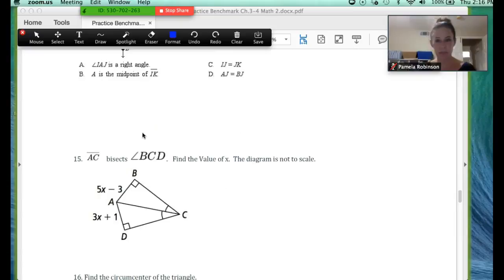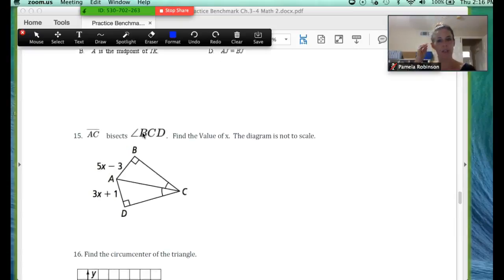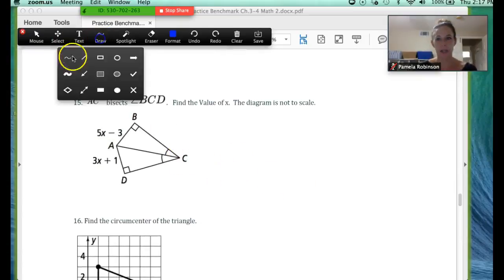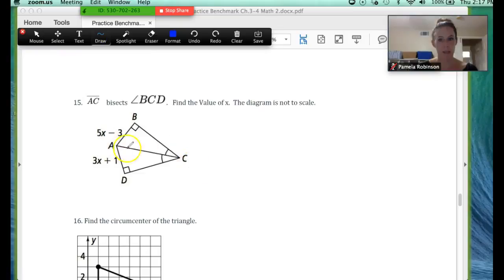We're to 15. AC bisects angle BCD. Find the value of x. This diagram is not to scale. This guy, AC bisects angle BCD. So those two are congruent. Good. All right, we want to find the value of x.